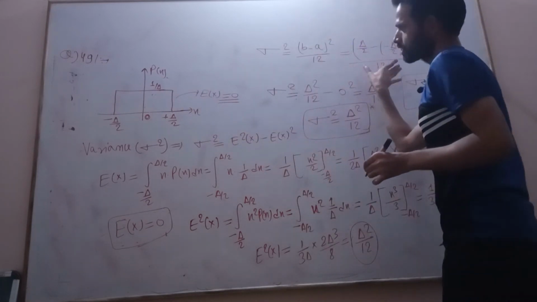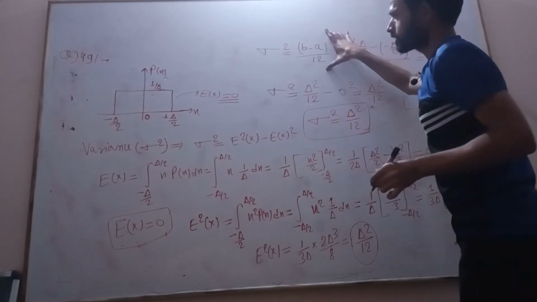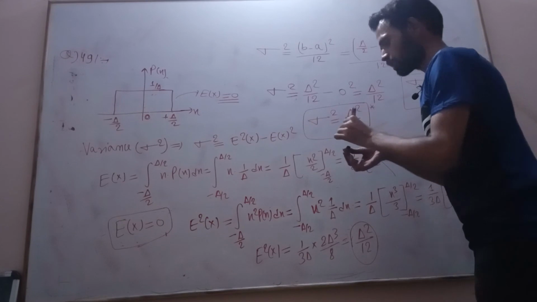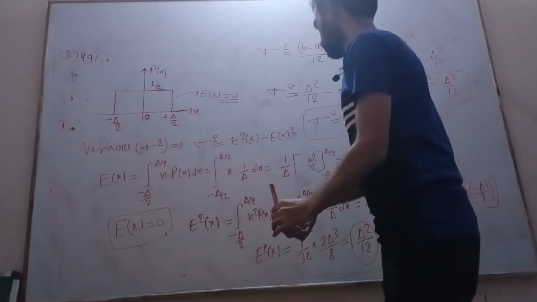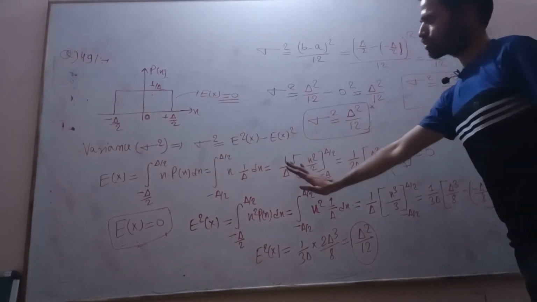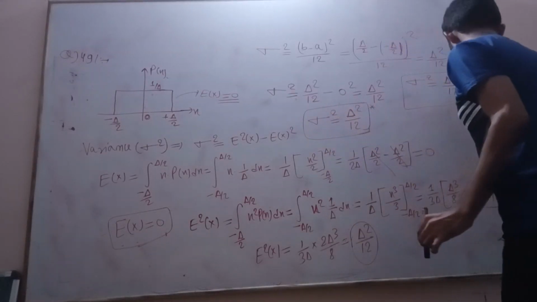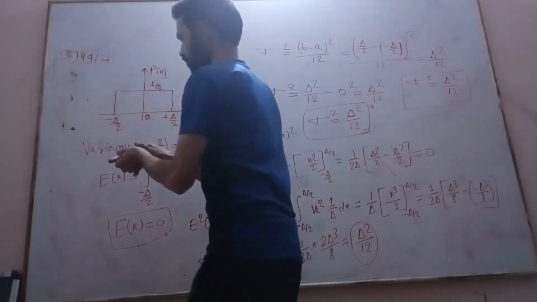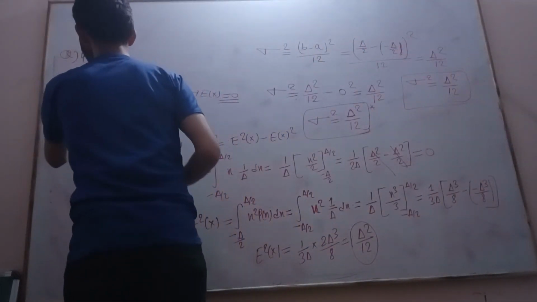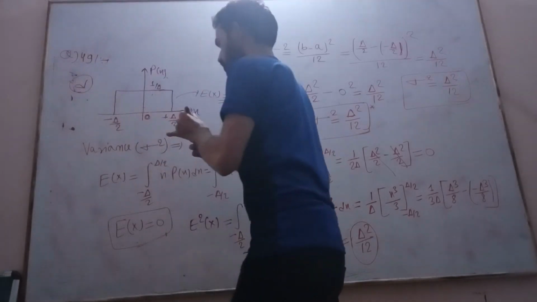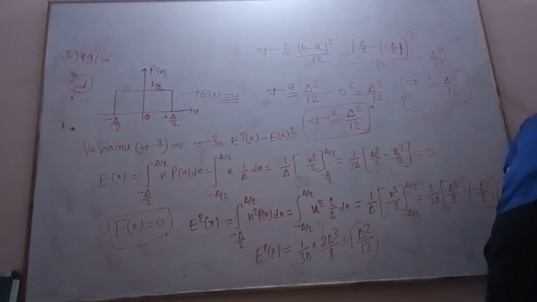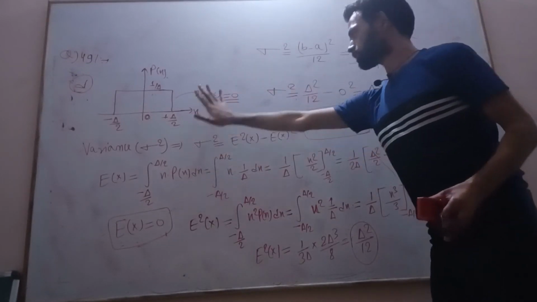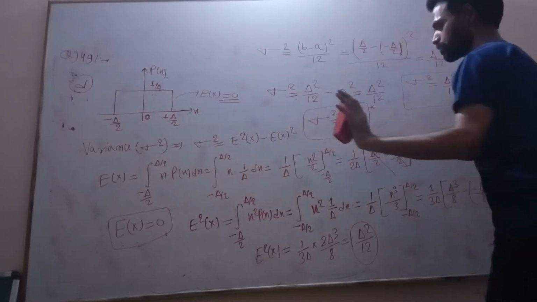You can use this shortcut method, but remember it is valid only for a uniform distribution; otherwise you go by the general method as usual. The answer is delta square by 12, and hence the answer is option D for question number 49, the variance of this uniform distribution function.